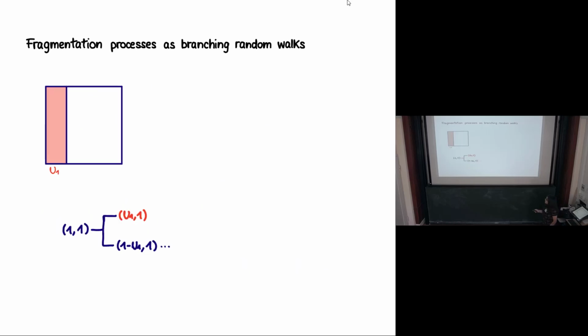what we are going to do is define an analogy between the fragmentation process and the branching random walk. So how does this work? If you start from the unit square and represent base and height with two dimensions, this is (1, 1). And when it splits, we will find the red rectangle which has dimensions (u1, 1), and its sister rectangle which has dimensions (1 minus u1, 1).